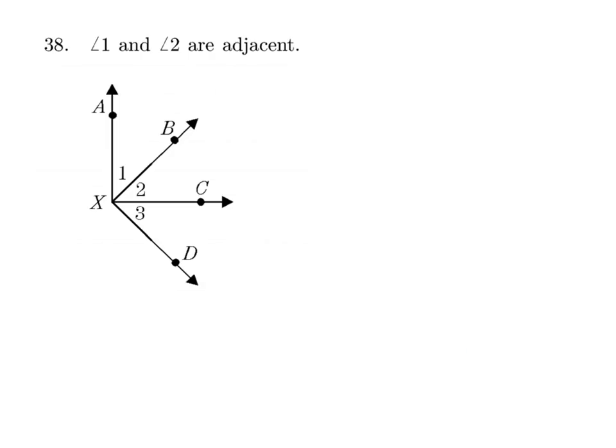Angle 1 and angle 2 are adjacent. For this one I'm determining if the statement is true or false. In order to be adjacent, they have to share a side in common. I have these 2 angles here, and they share this side in common. So that's true. They're adjacent.